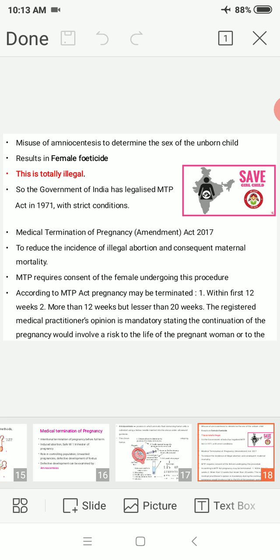According to the MTP Act, pregnancy may be terminated within the first 12 weeks, or after 12 weeks but before 20 weeks. The registered medical practitioner's opinion is mandatory, stating that the continuation of the pregnancy would involve a risk to the life of the pregnant woman.